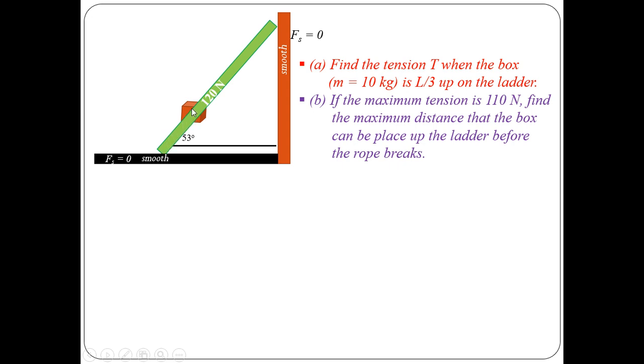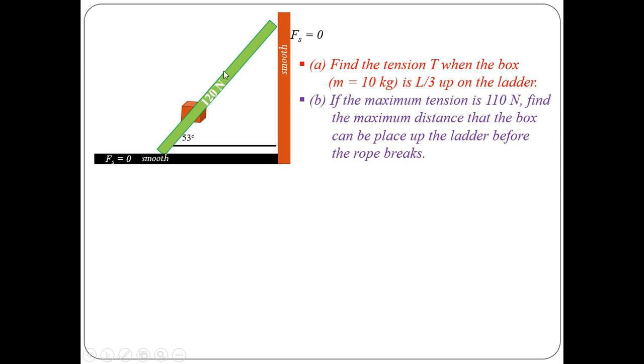And therefore, if you can do basic math real quick, from where the box is all the way up to here, that'll be a distance of 2L over 3. And that's important to keep in mind. Okay. And the diagram also said that the wall is smooth and that the floor is smooth.